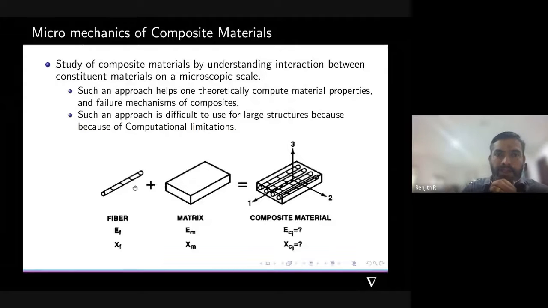This is the microscopic scale, which means we will calculate the composite properties, that is the mechanical properties of the composite, based on its constituents, that is fiber and matrix. The fiber we can consider as a reinforcement. The matrix is a gluing thing, which keeps the fibers in their position. So this is like a gluing thing.